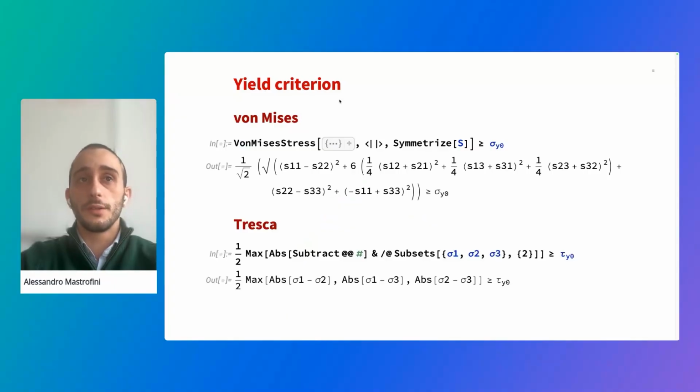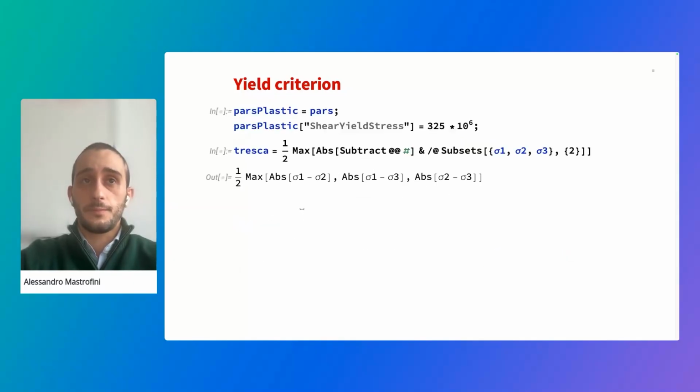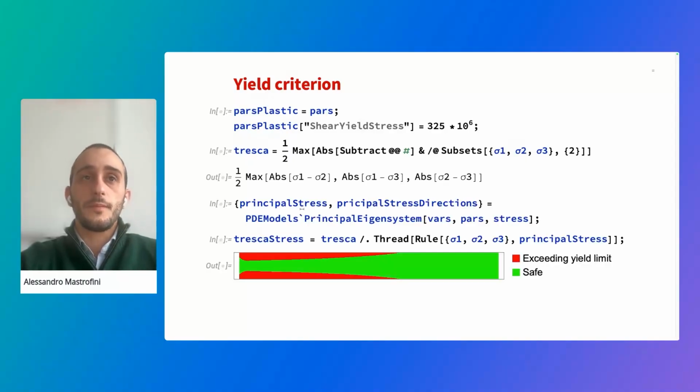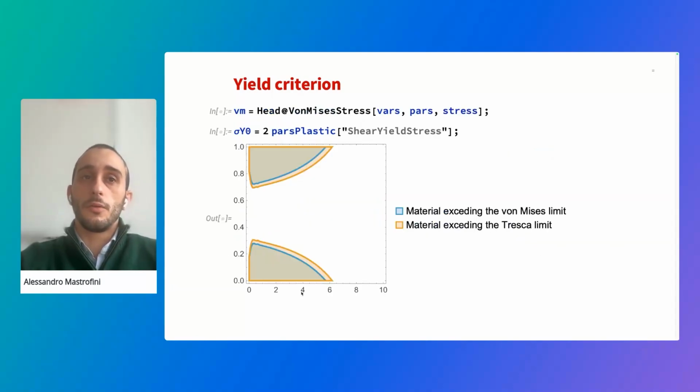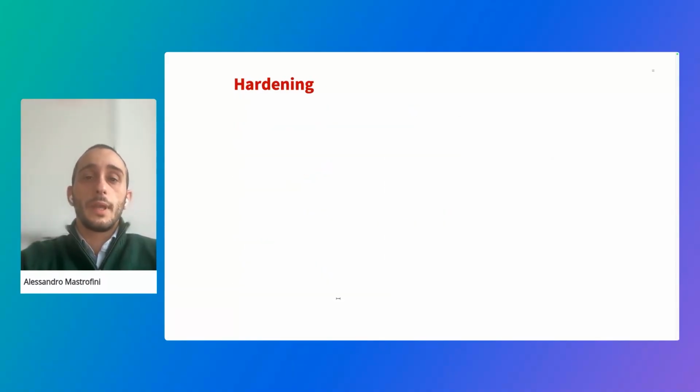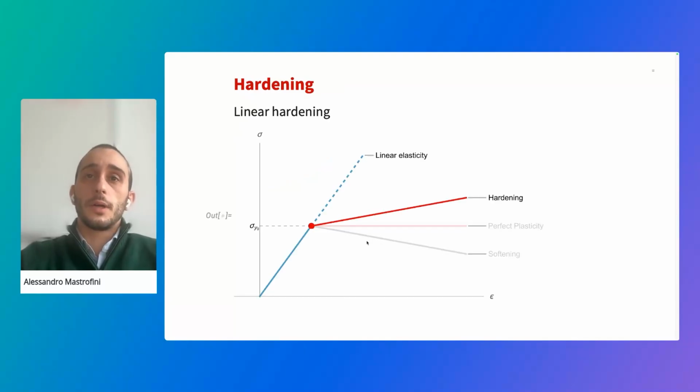You can use von Mises stress, you can use Tresca stress, which is the maximum difference between the principal stress components. And for instance, taking the same example of before of the beam, you can see that it may appear really similar, but if you focus on the yielded region, you see some differences between the two criteria.